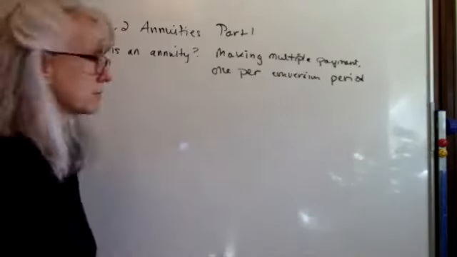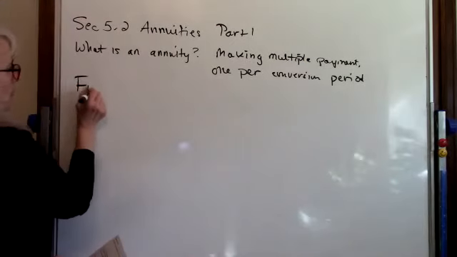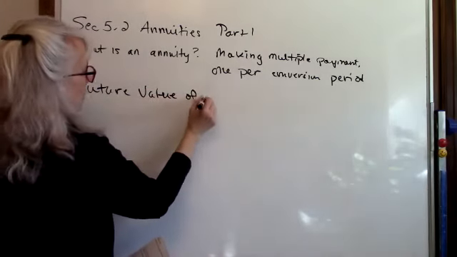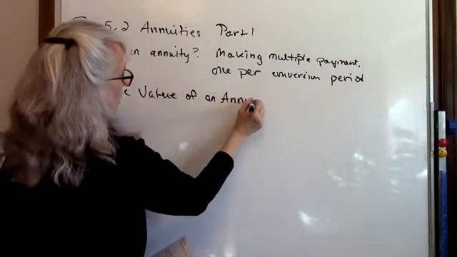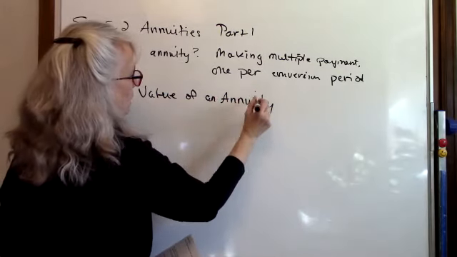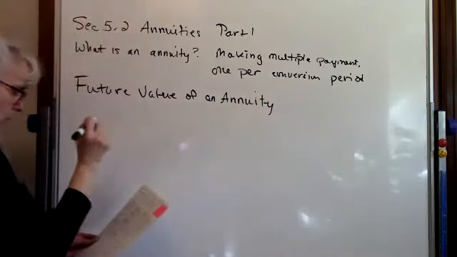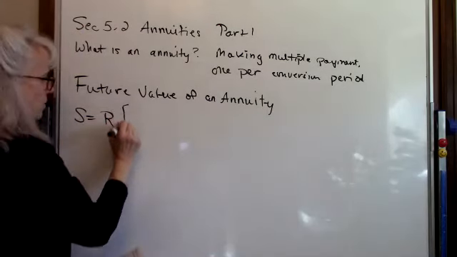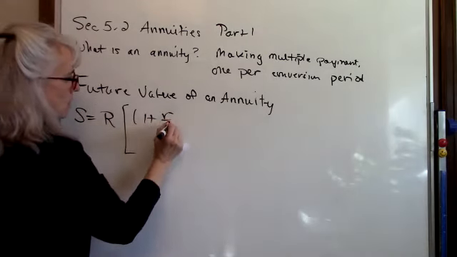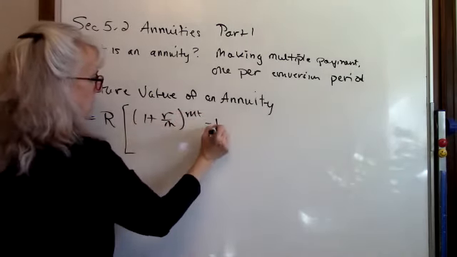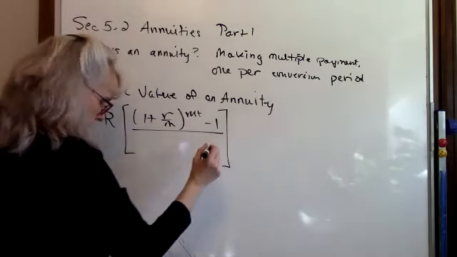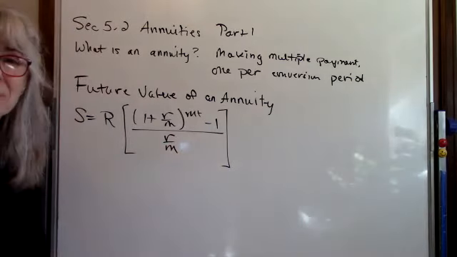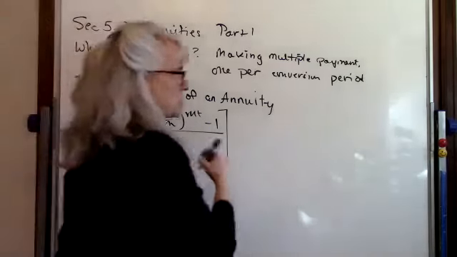So we have a future value formula. So the future value of an annuity. Now, all of a sudden, these are going to look a lot uglier than what they did in the previous section. So S is equal to R, and then we're going to have 1 plus little r over m to the mt minus 1, all over r over m. That definitely looks a lot more complicated than our previous sections.